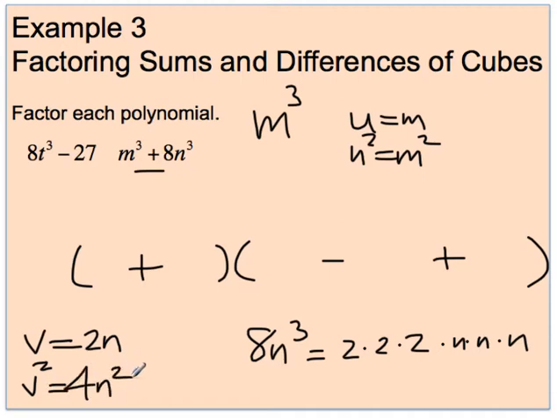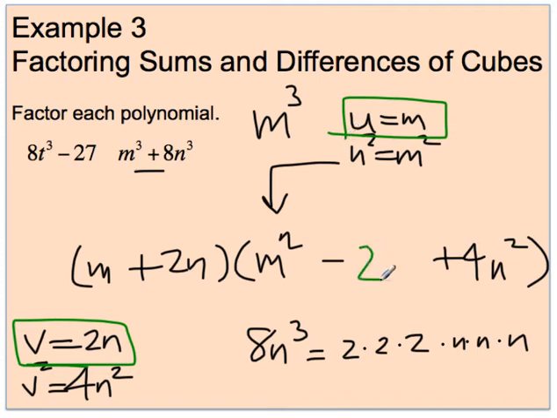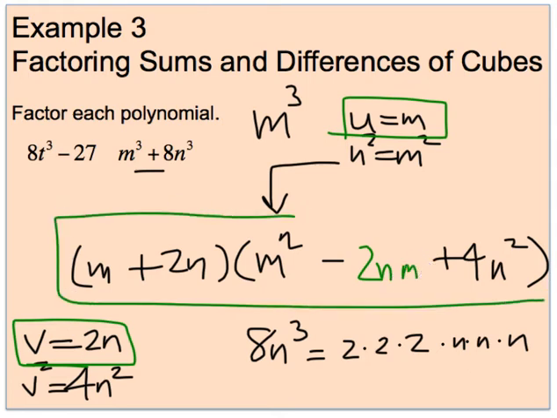So remember, our binomial is u plus v. So we have m plus 2n. Our first term is always u squared, so this is going to be m squared. Our last term is always going to be v squared, so we have 4n squared. The middle term is the one that gets a little bit tough. This is u times v. So we have m times 2n, so this is going to be 2 times n times m. And that's our final answer.